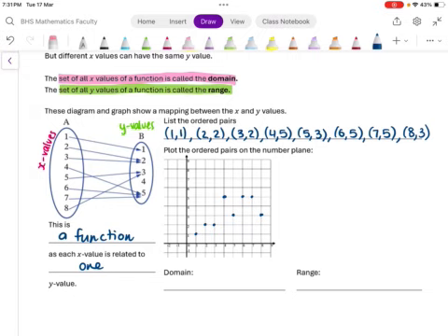Now, our domain is all of our x values possible. So our domain is the set of the numbers 1, 2, 3, 4, 5, 6, 7, and 8. And our range is the set of all of our y values, which is just 1, 2, 3, and 5. We don't include 4 because 4 has no values attached to it.